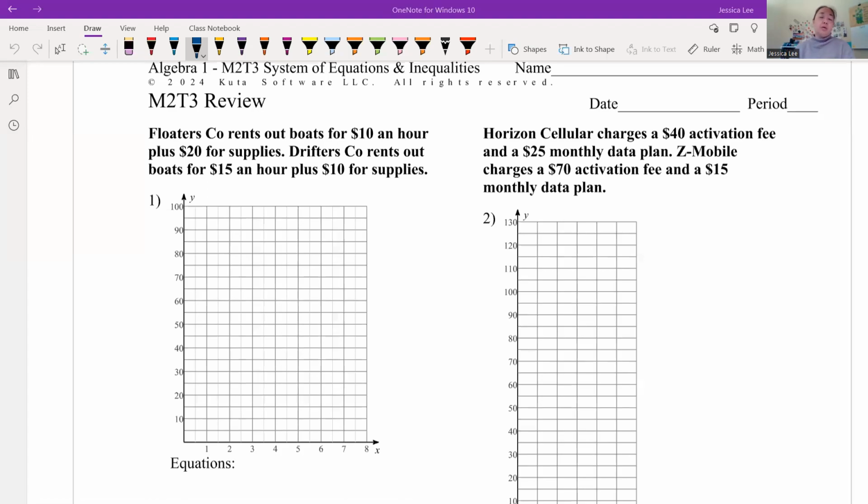Hi everyone, this is our M2T3 review. So this is talking about system of equations and system of inequalities. It's going to cover all of that.